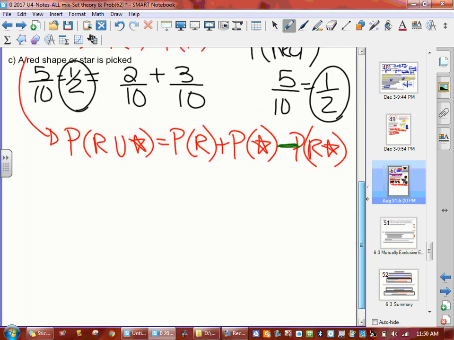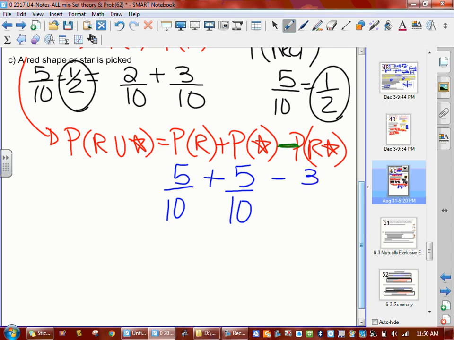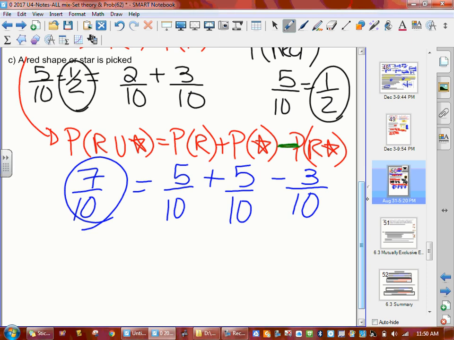So, now we're going to put in probability of red. Well, 5 out of 10 are red. How many are stars? 5 out of 10 are stars. How many are red stars? 3. So we have to subtract the 3 overlap, the 3 red stars. So we have 5 plus 5, subtract 3. So how many do we end up with? 7. Good. So the or is 7 out of 10. Okay?